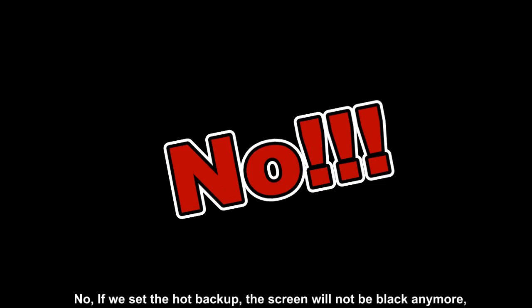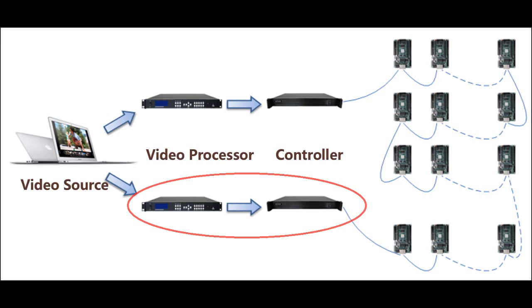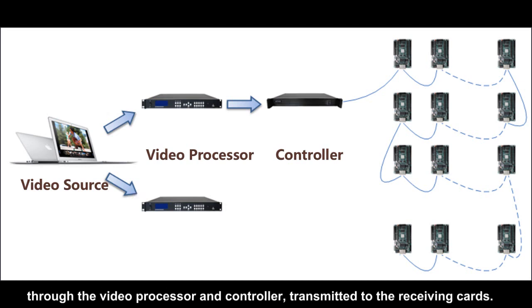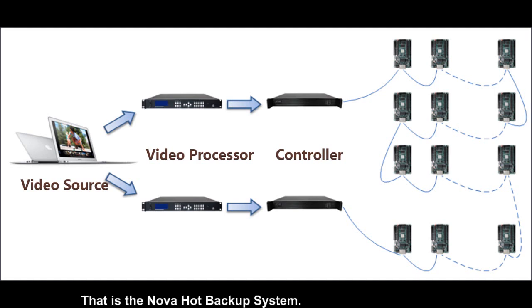But will the screen really be black? No. If we set the HAL backup, the screen will not be black anymore. The video data transmission will be clear. The reason is that there is also another set of devices. The video data can start from here, through the video processor and controller, and be transmitted to the receiving cards. That's the Nova HAL backup system.